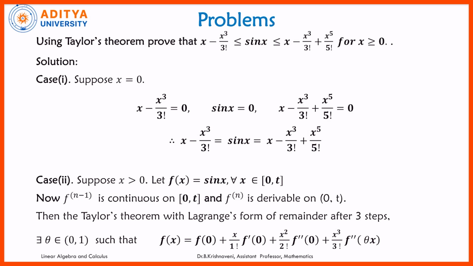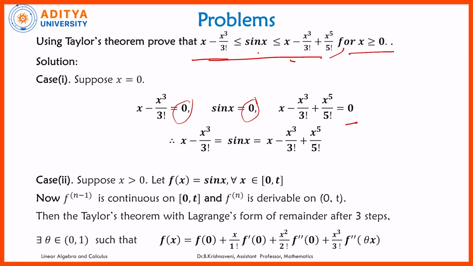And the next question is, using Taylor's theorem we have to show this inequality, that is x minus x cube by 3 factorial less than or equal to sin x less than or equal to x minus x cube by 3 factorial plus x power 5 by 5 factorial for x greater than or equal to 0. So the first case, suppose x is equal to 0, then x minus x cube by 3 factorial becomes 0, and sin x becomes 0, and this part also becomes 0. So hence all three are equal for x is equal to 0.